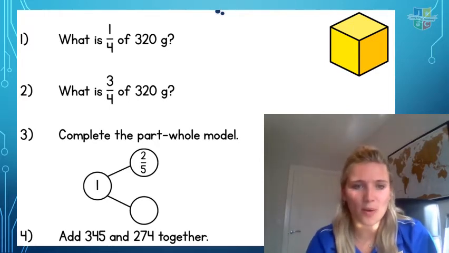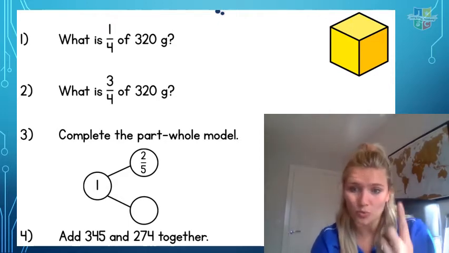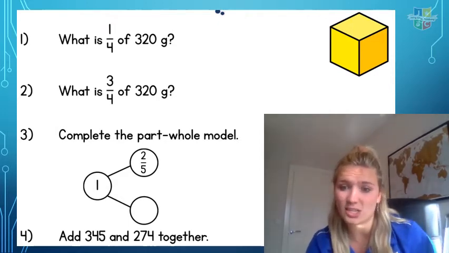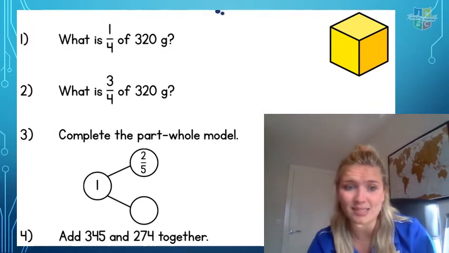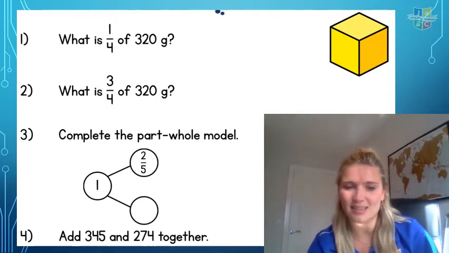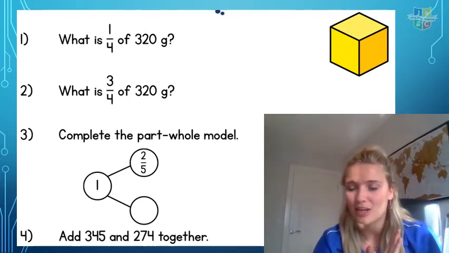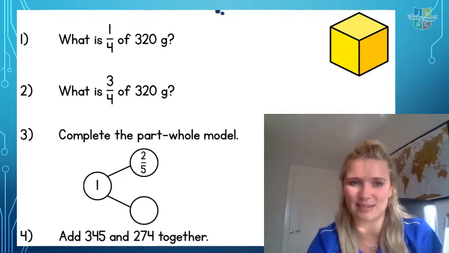Then for number 3, you're completing the part whole model. Remember thinking about what the whole is going to be. If it's one whole, what's the numerator and the denominator going to be, looking at your part, and then adding your scores together. Now I'm not going to go over too many of these answers, I'll just go over the ones now which I think you'll need a bit of support to show you. So press play once you have had a go at doing all of these and I'll go through the answers.